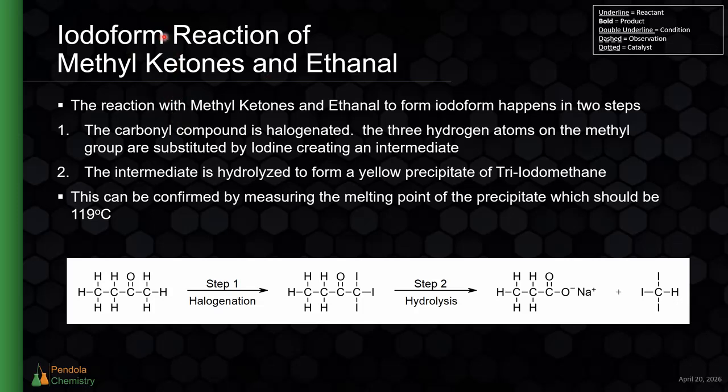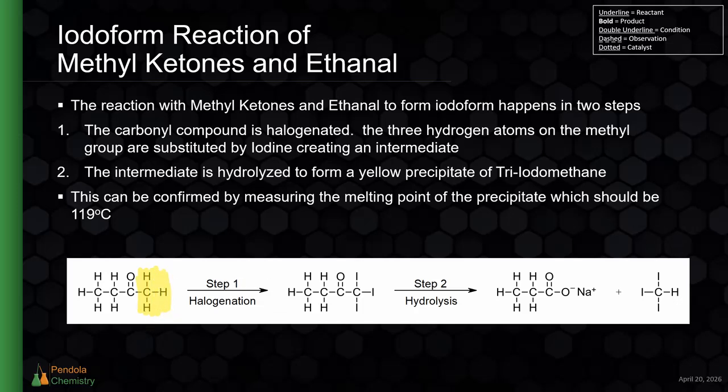So let's look at the reaction with methyl ketone and methyl aldehyde, or ethanol, first. The reaction that produces the iodoform with the methyl ketone or ethanol is going to happen in 2 steps. The first step is called halogenation. Essentially, in our first step, we have our methyl ketone or methyl aldehyde, and we're going to focus on that methyl section, because you might have noticed that all of these have that CH3 in them, right?